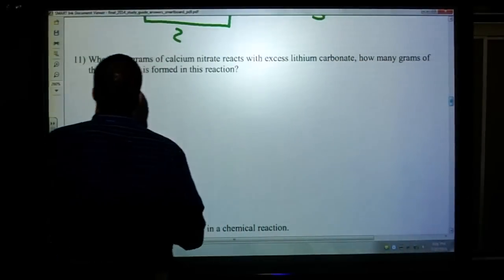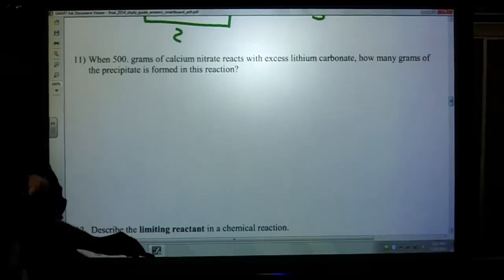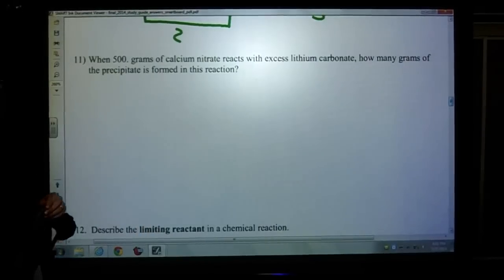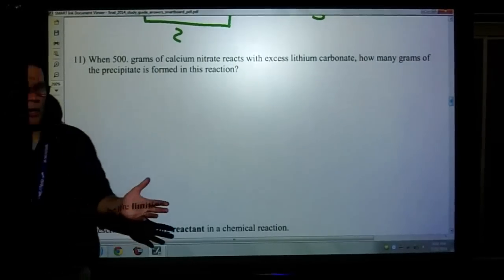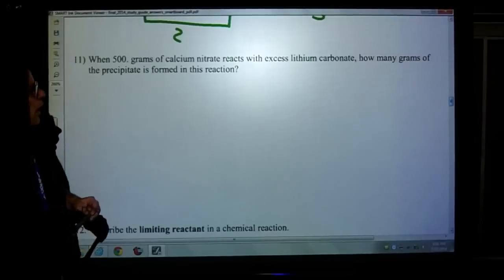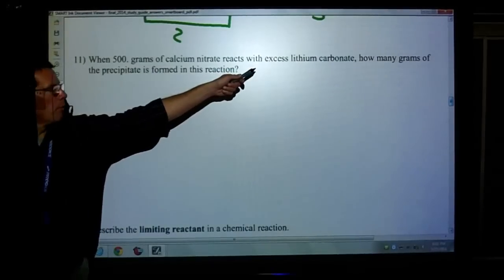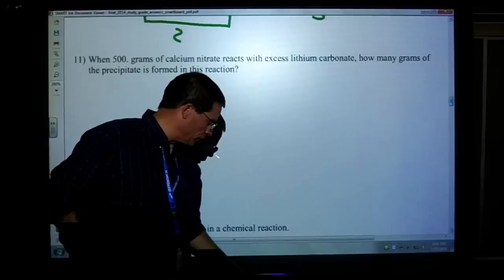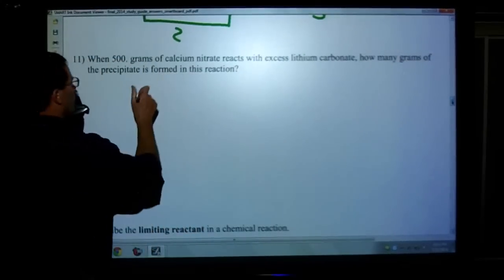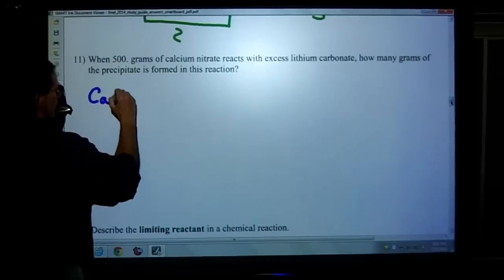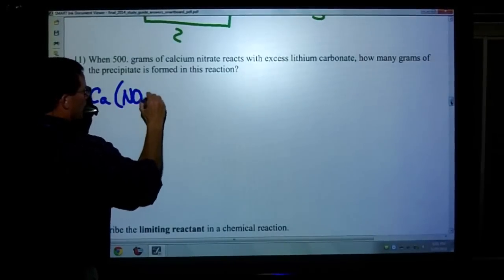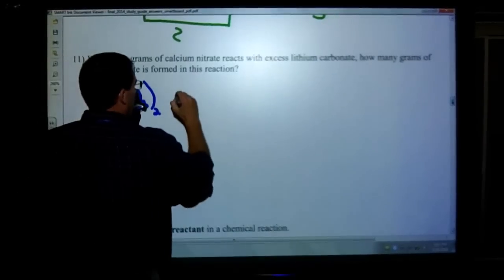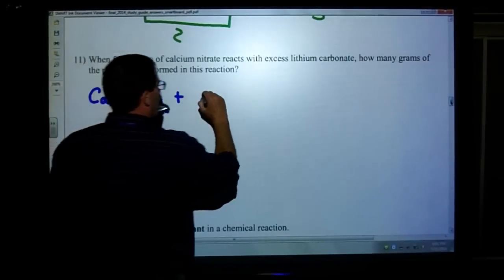Number 11. When 500 grams of calcium nitrate reacts with excess lithium carbonate, how many grams of the precipitate is formed in this reaction? Looks like we have another stoichiometry problem. And again, it's not a limiting reactant problem because it tells us who the excess is. So step 1, write a balanced equation. Very good. So calcium nitrate, and I'm going to go ahead and just write this out because you guys are experts at writing out formulas. So calcium nitrate and lithium carbonate.